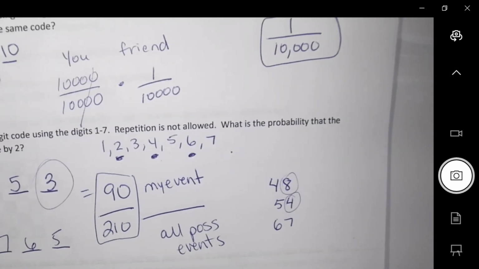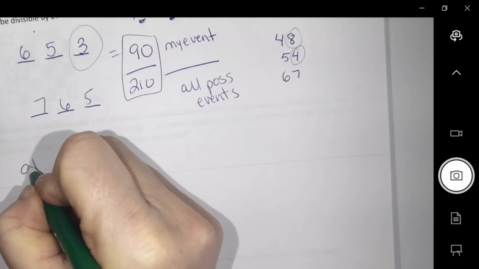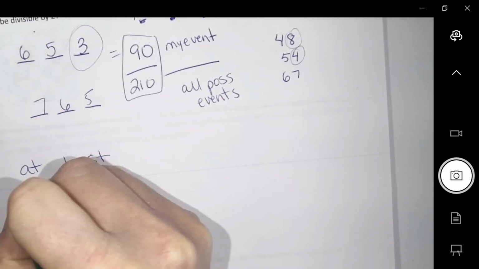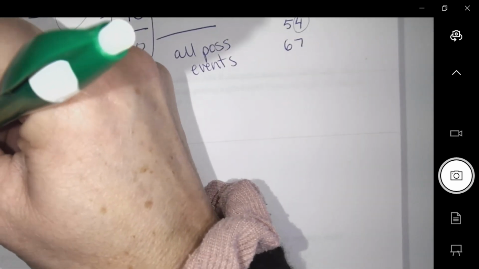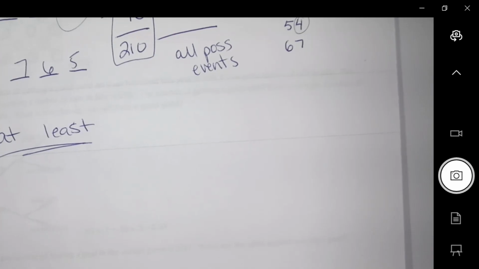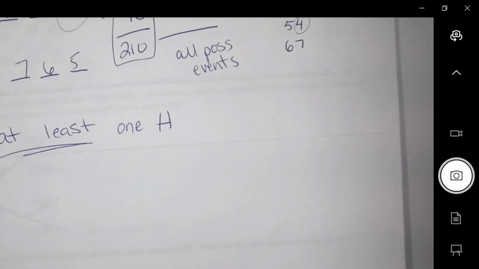Okay, there's one more style of question that's not on here that you need to be checking out. Something that has at least. What do you want to do? I'm going to flip 4 coins. At least, I want to get at least one of them to be a head. I have 4 coins, I want at least one head.